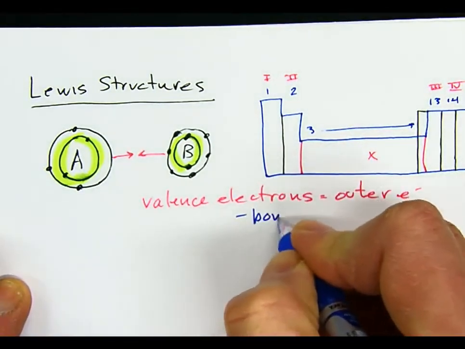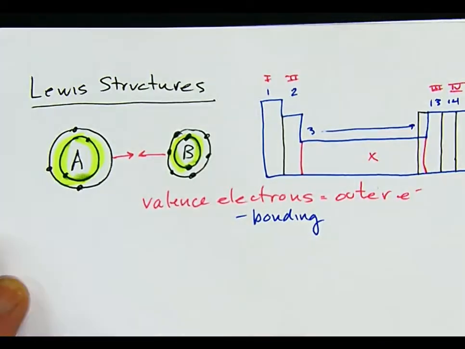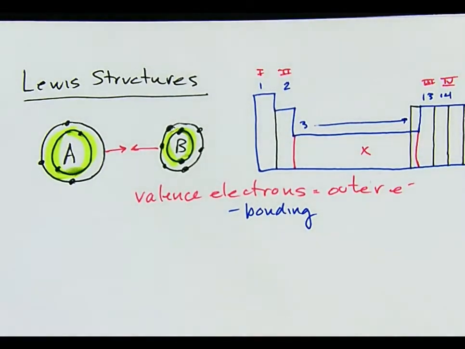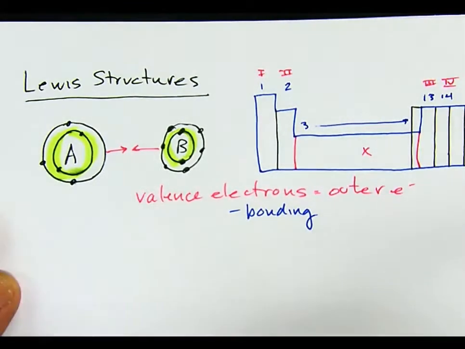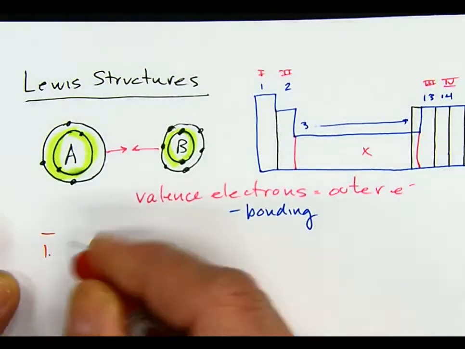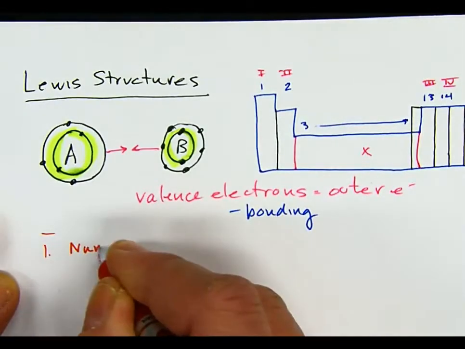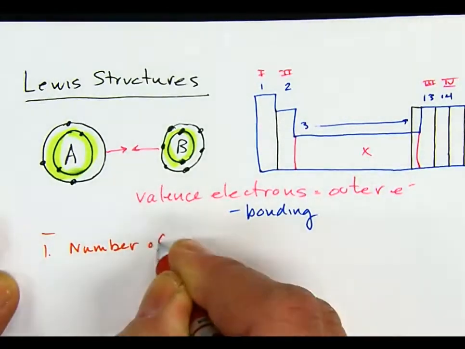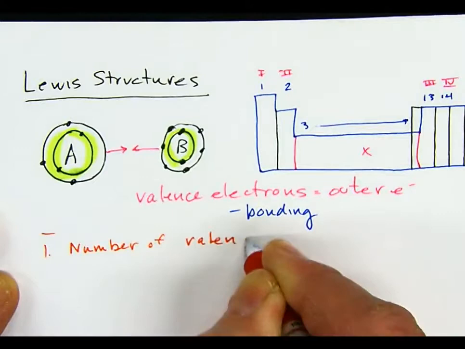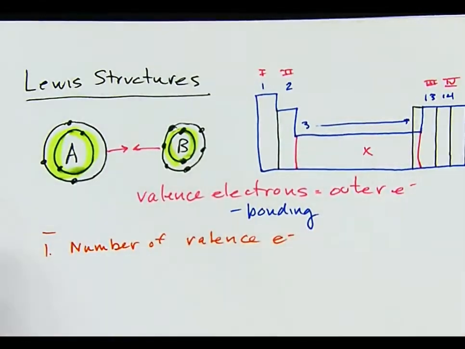So they're involved in bonding. That's the most important thing that we're going to do. So we have to figure out what happens when A and B come together. How do we distribute these electrons? And so there's a couple of rules here, and we'll cover them, and then we'll do a whole bunch of examples. Let's go back to the basics. First of all, number 1 is you have to know the number of valence electrons. You have to know that.